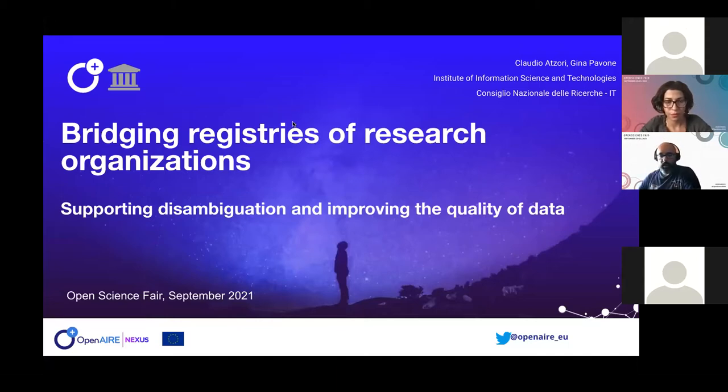All right. So I'm going to give a brief introduction about the motivation why in OpenAIRE we started to develop this tool aimed at bridging existing registries of research organizations. Basically, the tool has a twofold goal: supporting the disambiguation of the information that OpenAIRE gathers and improving the quality of data that describes such organizations, and better exploitation of the data in the OpenAIRE research graph around organizations.